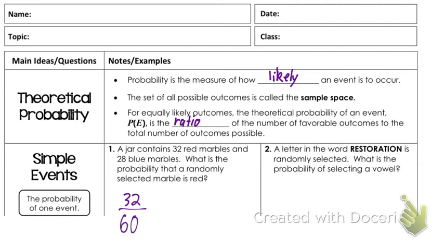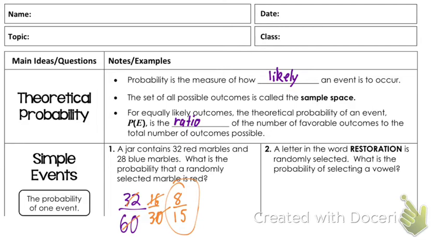Now, does this reduce? Yes. What goes into both 32 and 60? 2. Okay, 16 over 30. Does something even more go into it? Another 2. 8 over 15. So, that means I have an 8 in 15 chance of getting a red marble.